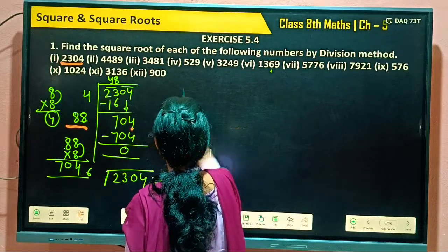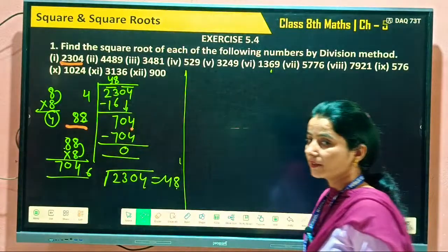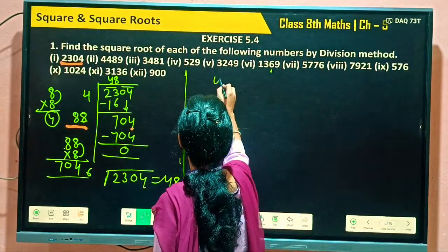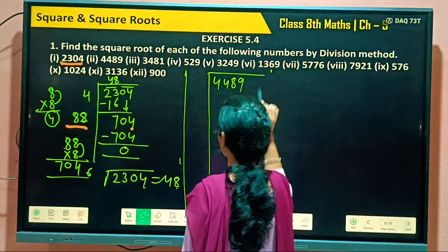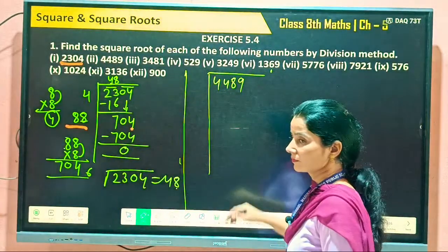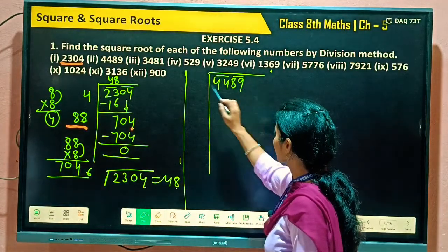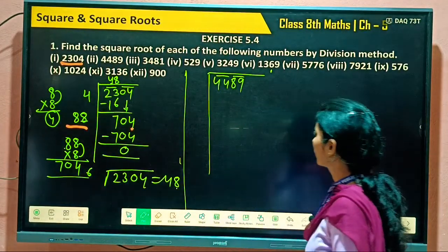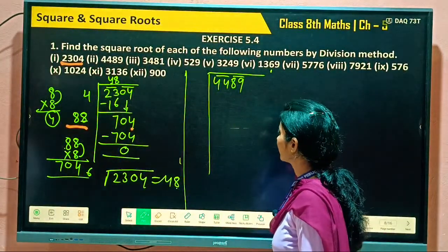Next part is 4489. Its square root we have to find out by the division method. Start pairing: 89 and then 44. Think about a number whose square is equal to or less than 44.